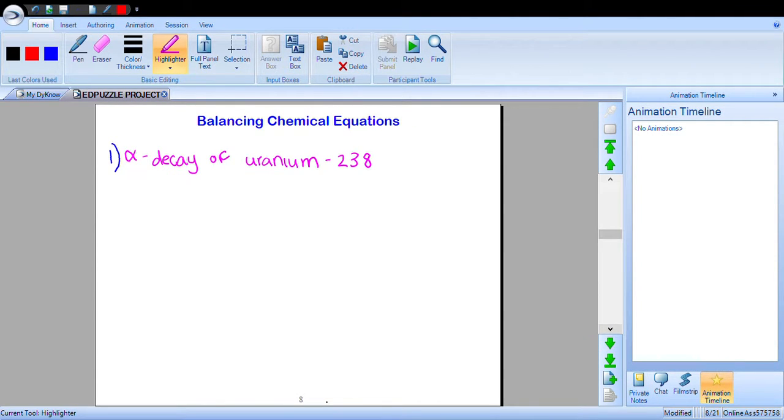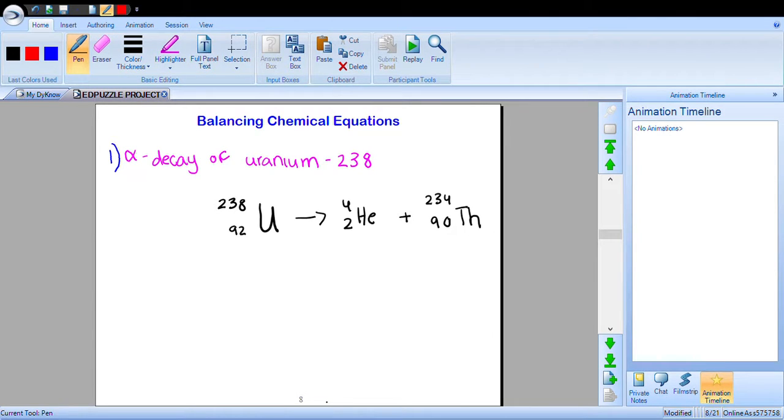Okay, let's do some examples. The first one, write the alpha decay of uranium-238. Okay, so we are given the mass number 238. Uranium is a big U, and on the periodic table, uranium is 92. Trying to find the alpha decay, so the symbol for alpha decay is this. You combine 238 minus 4 is 234. 92 minus 2 is 90. When you look on the periodic table, 90 is thorium, and it's written like this.